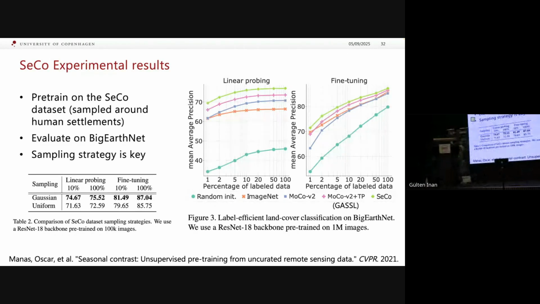What was also nice is they looked at two different sampling strategies. One of them was just sampling uniformly over the landmass for the pre-training data, and the other one was sampling close to, here it's called Gaussian, but it means around urban regions, cities, big cities. And that seemed to improve the downstream performance on some urban tasks, which intuitively makes sense. So if you know what your downstream task is, you can actually improve your performance by choosing the right sampling strategy. I think that's the message here.